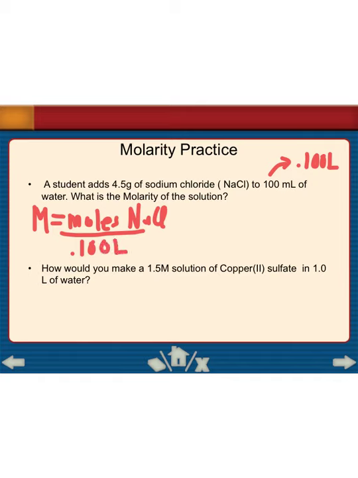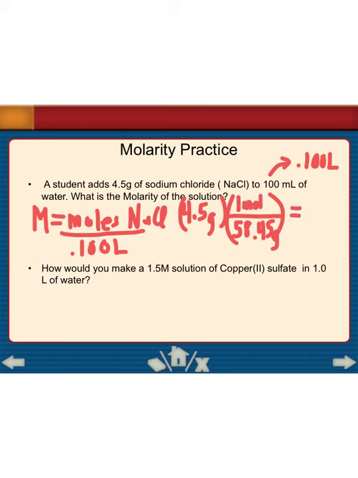And we have to figure out how many moles of sodium chloride is in 4.5 grams of sodium chloride. So we need 4.5 grams of sodium chloride. You're going to have to calculate the molar mass, and I am going to run out of space here, so that's going to get a little tight. Molar mass is 58.45 grams per mole.